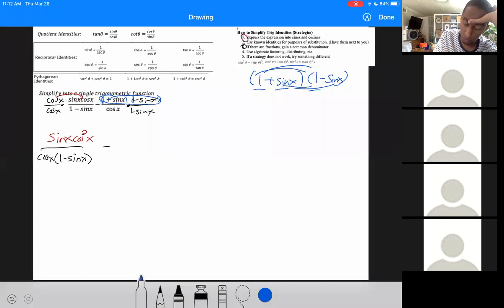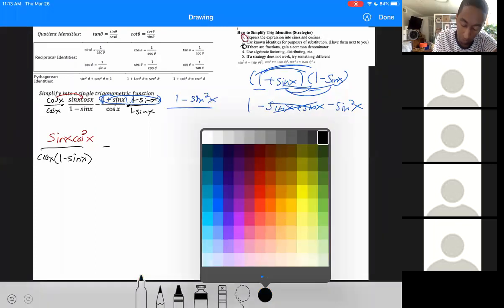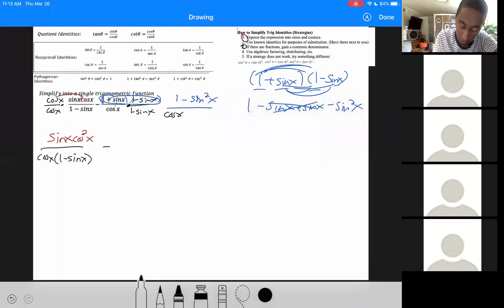Because 1 times 1 is 1, and then 1 times that is negative sine of x. That's going to be plus sine of x, but then at the last part, you're just going to have minus sine squared of x, and these cross out. So if you can see that, you would just do 1 times 1, 1, and then sine of x times negative sine of x, sine squared of x, right? Denominator stays. We're going to have 1 minus sine squared of x.